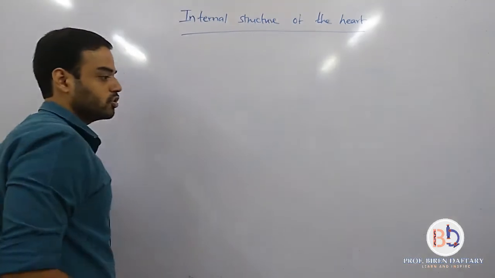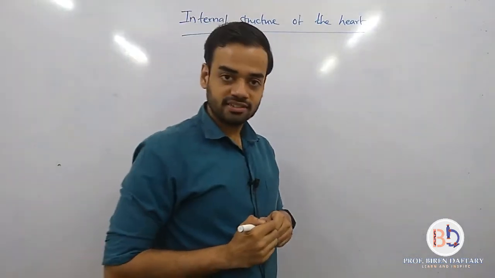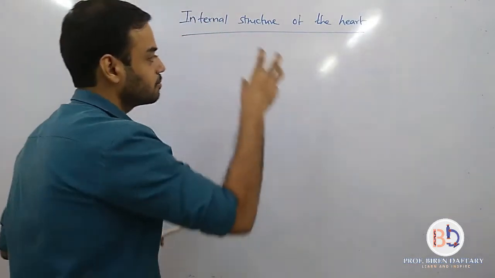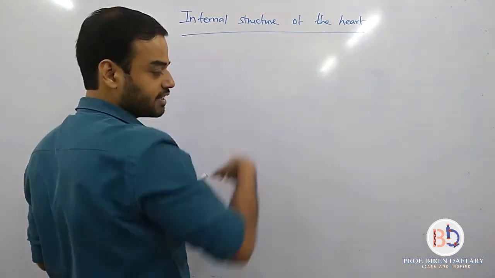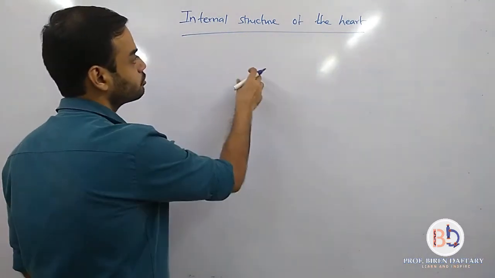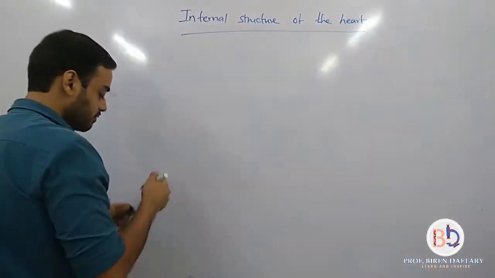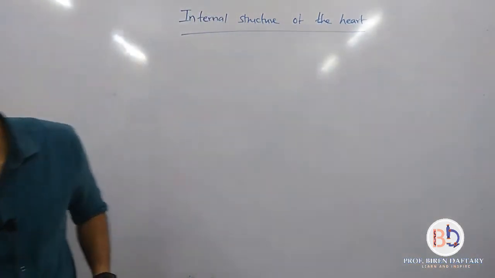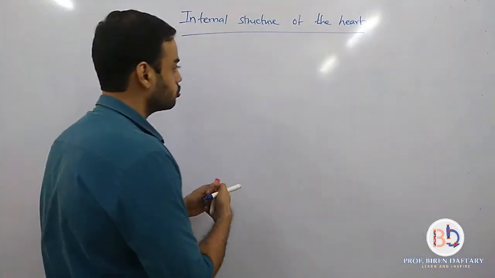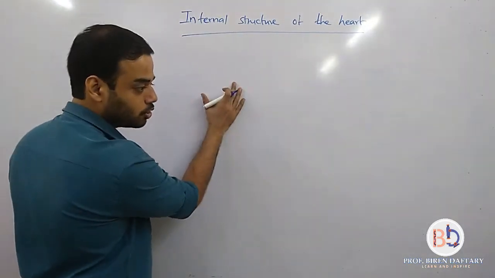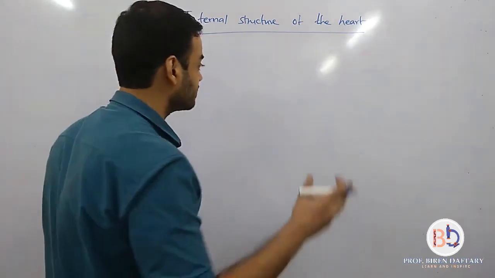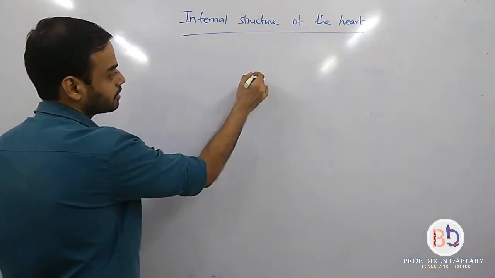Again, the diagram will be more or less the same as the external structure, but in this diagram you will have to show the direction of blood flow, and also you will have to show the valves, the tricuspid valve and the bicuspid valve. Once again, like last time, I am going to show the right side of the heart in blue color, because it is dealing with the deoxygenated blood.